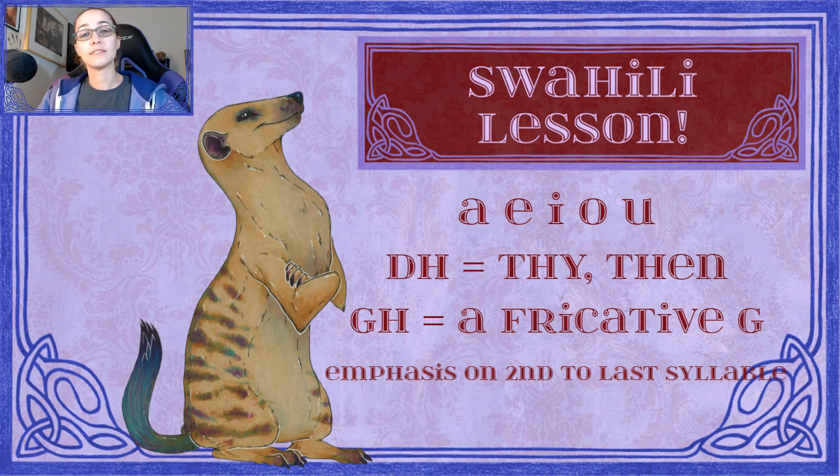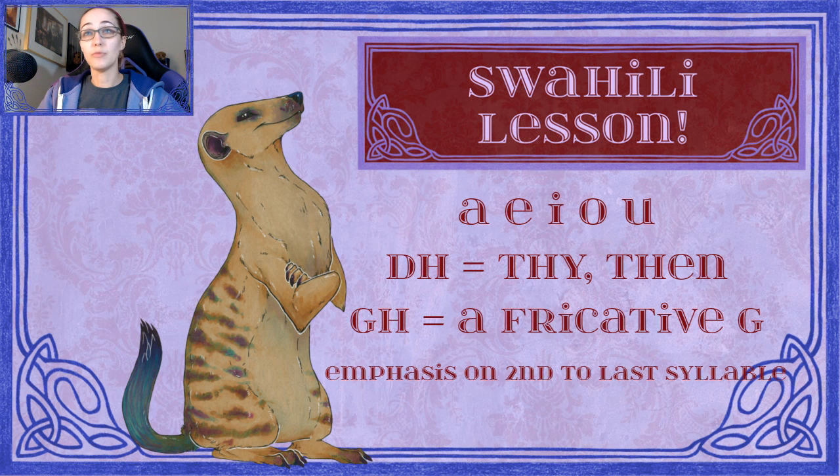So let's get started, starting with the vowels. There are 5 vowel sounds in Swahili. In English, we would say A, E, I, O, U, because those are the names of the letters. But the vowel sounds are as you can see in the first line under Swahili lesson, in order from A to U. There you go. Now you know how to pronounce vowels in Swahili.